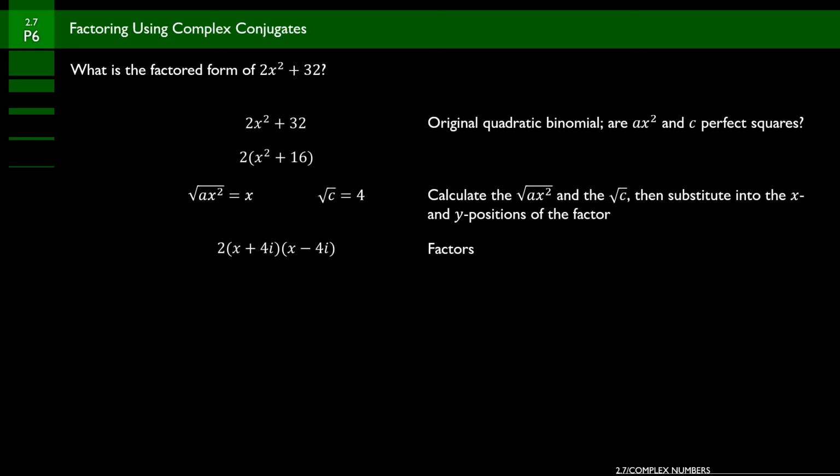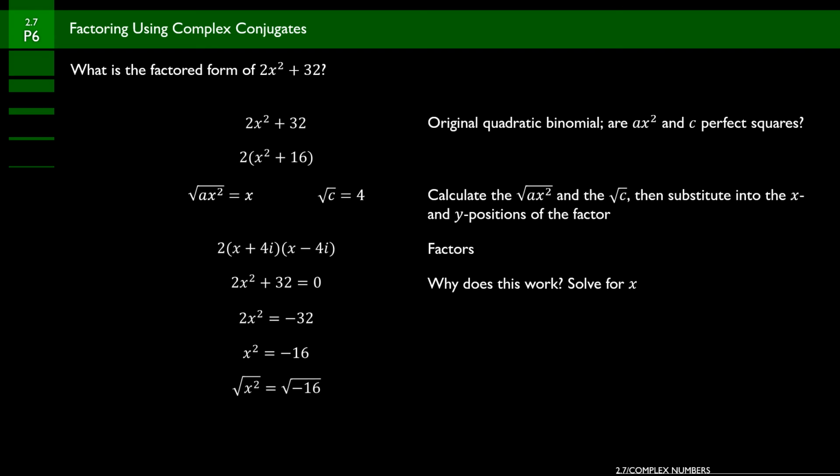Now why does this work? If we solve for x, we'll see that we get the exact same thing. So 2x squared plus 32 equals 0. Move that 32 over to the right side. Now divide by 2 and you get x squared equals negative 16. In order to get rid of that square, we've got to take the square root, which gives us the square root of negative 16. And the square root of negative 16 is plus or minus 4i. And we know that if we have the factor pairs x plus 4i times x minus 4i, that our solutions will be plus or minus 4i.